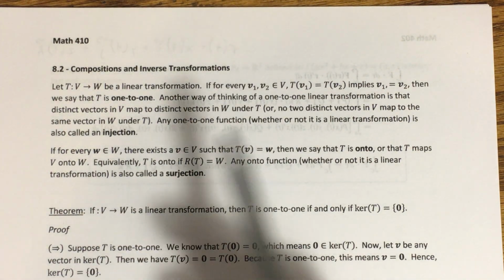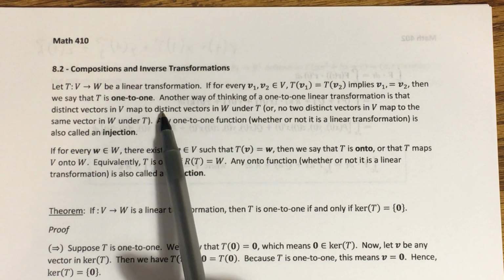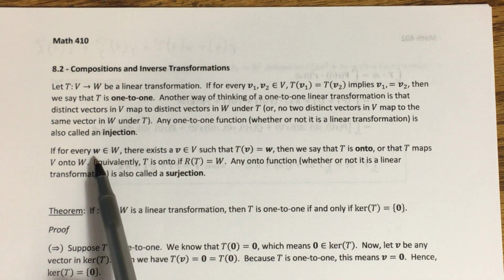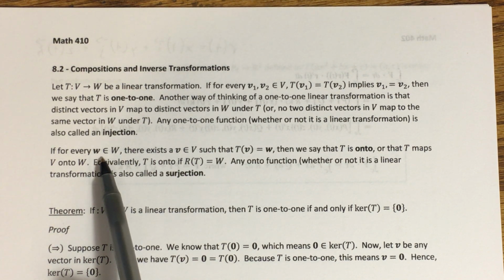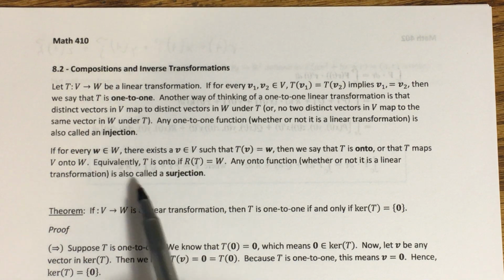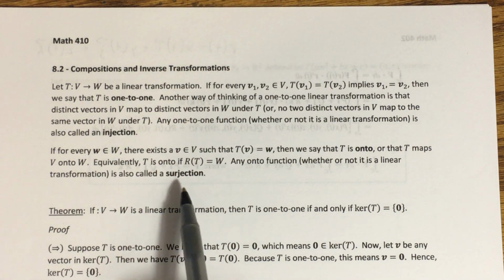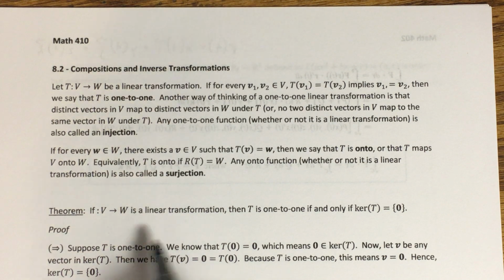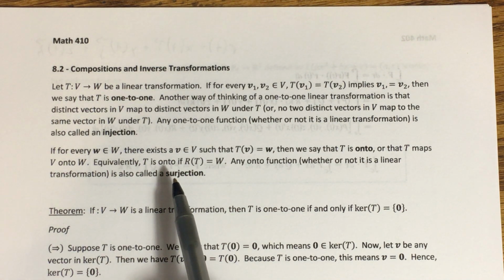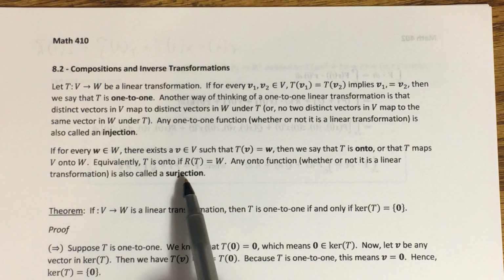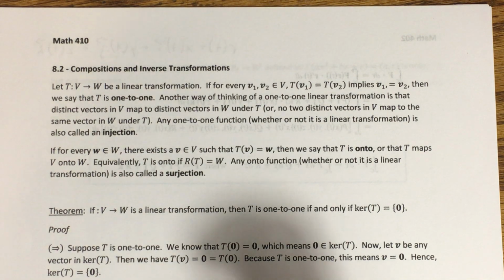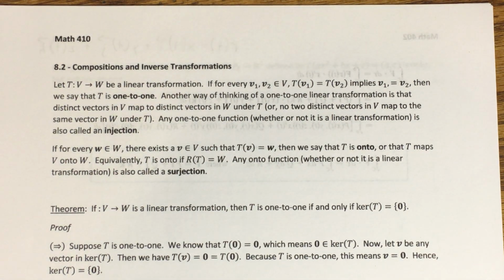Similar to the one-to-one term, where we call those types of functions injections, if you have a function that is onto, or maps onto its codomain, then we say that function is a surjection, or a surjective function. Again, that term is not really going to show up in your book as far as I can remember, but it is a term that's used in a lot of literature surrounding this subject.